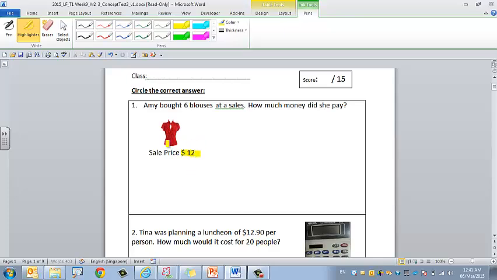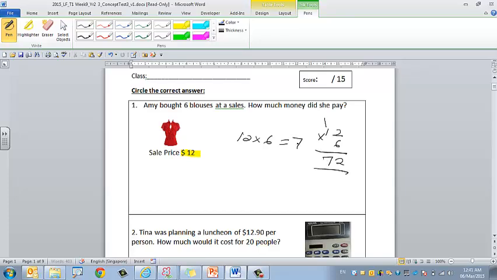One blouse cost her $12. So she bought 6 blouses. So we will need to times 12 times 6. So this will give me 6 times 2 is 12. Carry the 1, 1 times 6, 6 plus 1, 7. So the answer is 72.